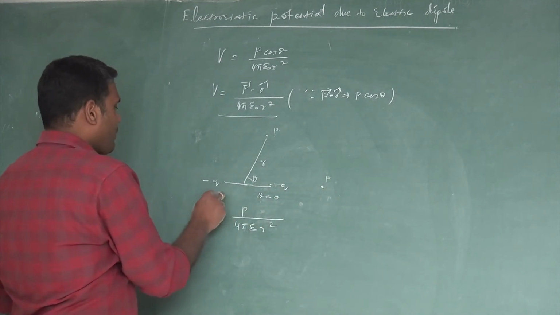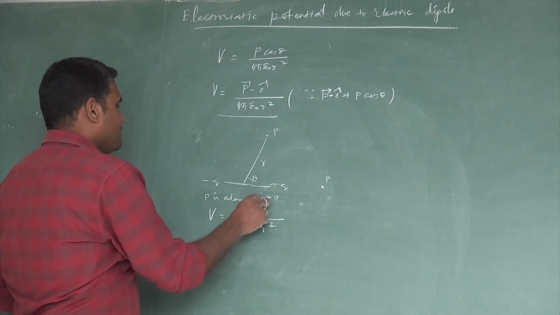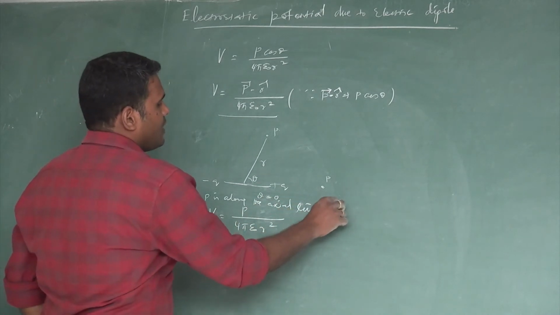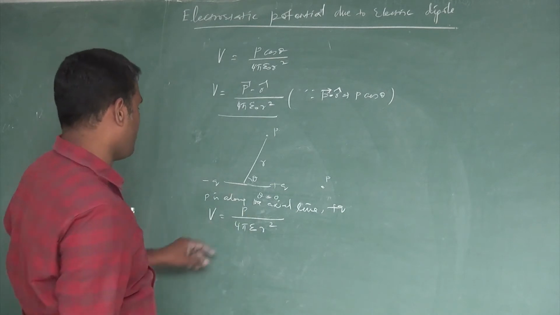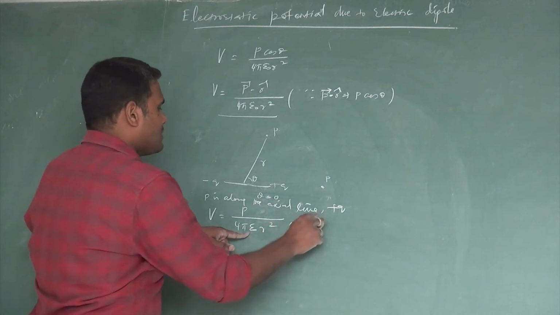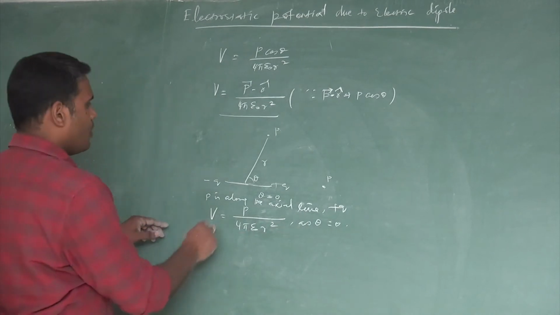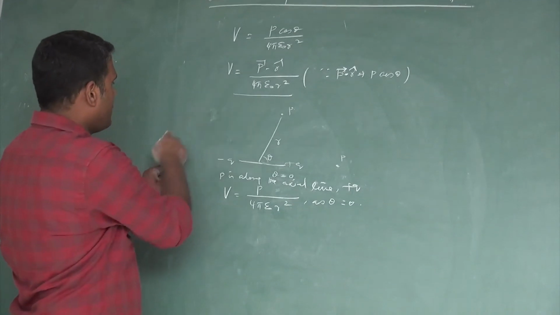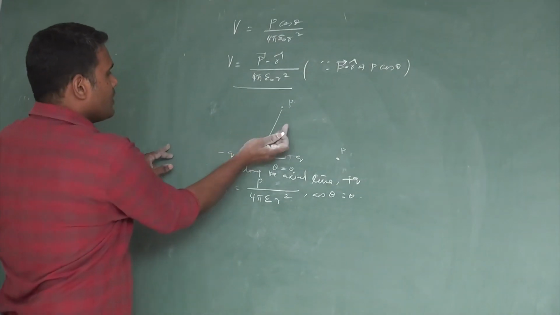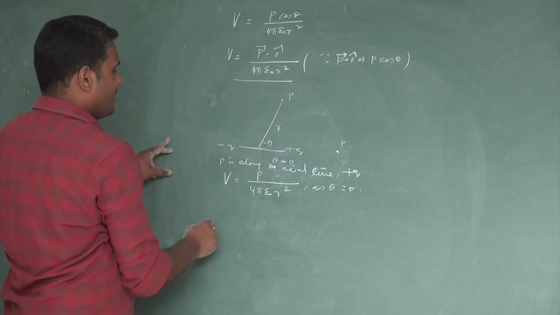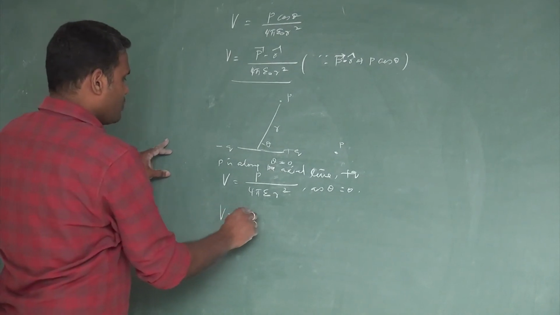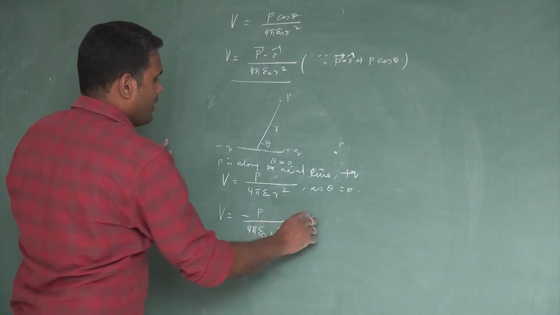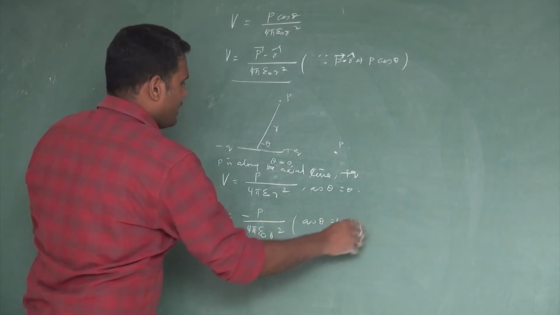So if p is along the axial line and along the side of the charge plus q, then potential will be p by 4 pi epsilon naught r square as theta equals 0. Now, if the same point p comes along the side of the charge minus q, then what will happen to theta? 180 degree. So potential V will be equal to minus p divided by 4 pi epsilon naught r square as theta equals 180 degree.